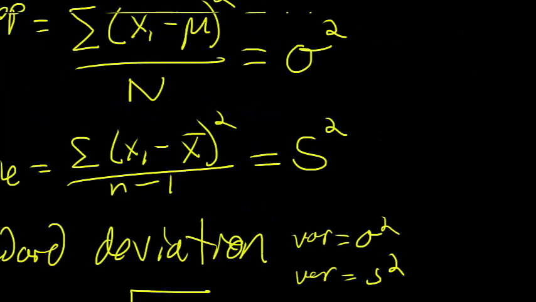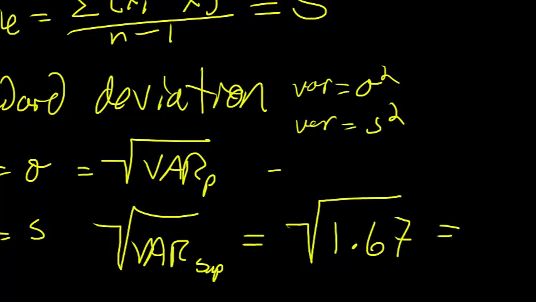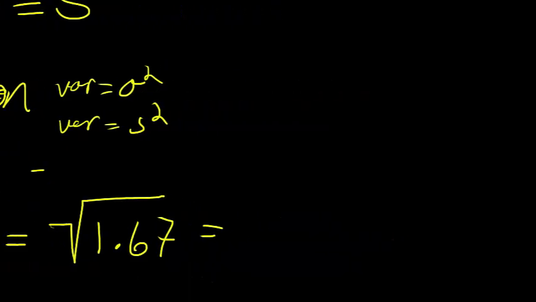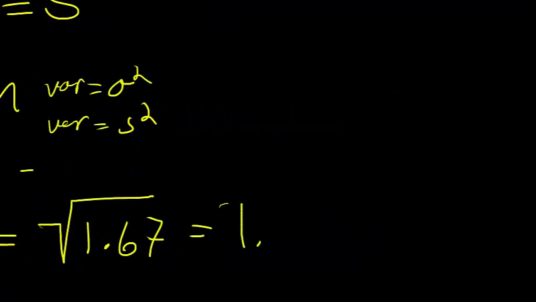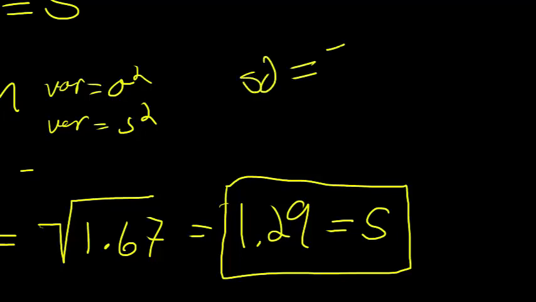So let's go back, and I think we look up here real quick. 1.67 was our answer. So this is going to be nothing more than the square root of 1.67, which is 1.29. And because this is a sample, we label it with the letter s. Not the Greek letter sigma, but the American letter s. The standard deviation, any standard deviation, is nothing more than the square root of the variance.